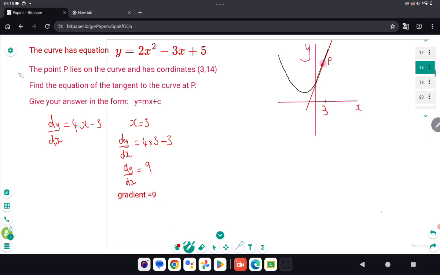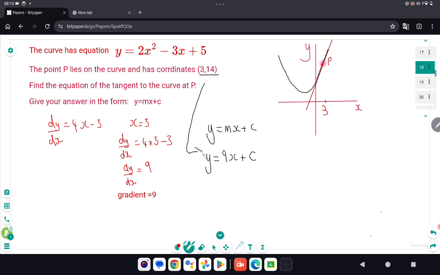Now, the equation of our tangent is y equals mx plus c. We've just worked out that m is 9. We need to work out our y-intercept. Well, how do we do that? Do we have a point on the curve? Yes, we do, with (3, 14). So we sub in that information into our equation.